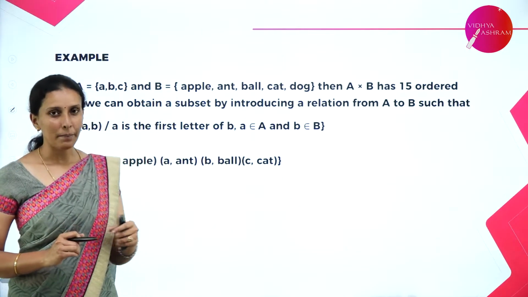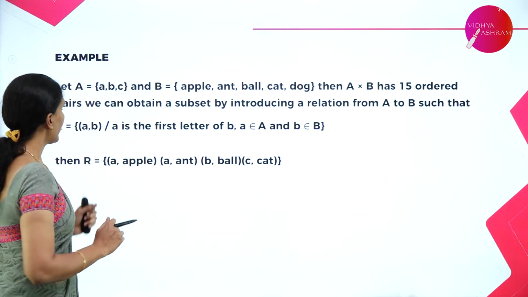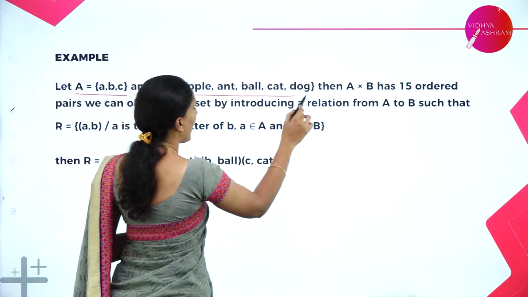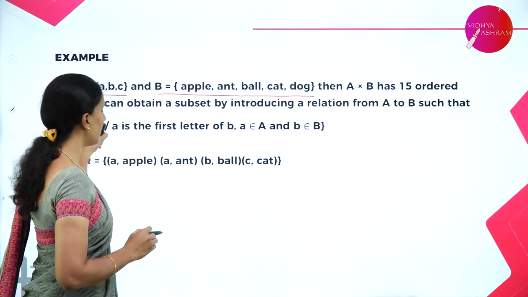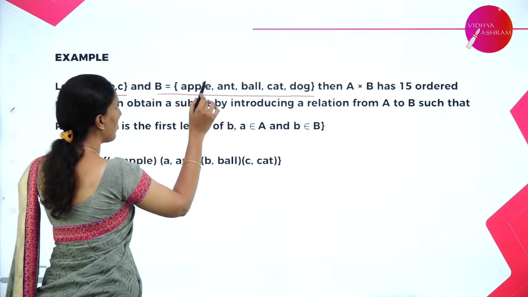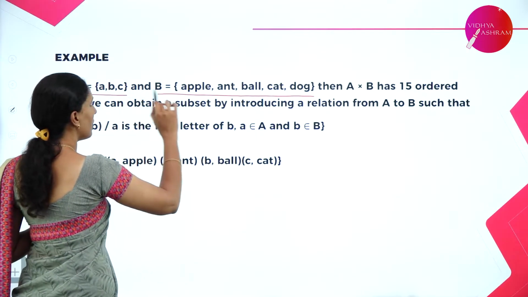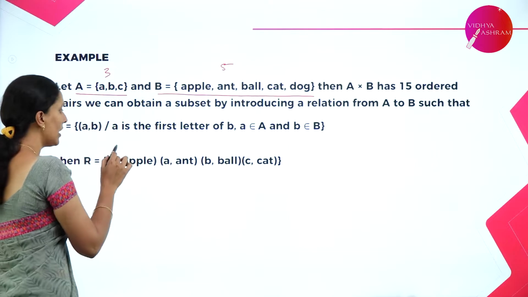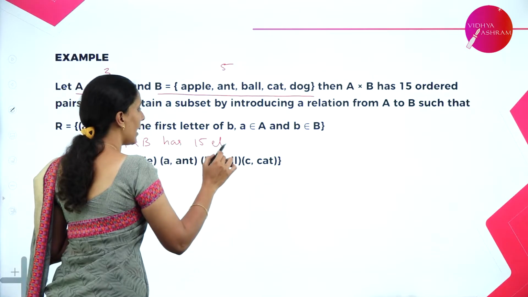Now let us take an example to define a Cartesian product and see why we call R a subset of Cartesian product. Here I have taken an example. Let A = {a, b, c} and B = {apple, ant, ball, cat, dog}. Then A cross B has 15 ordered pairs. Why 15? Because we need to pair a with all of apple, ant, ball, cat, dog, next b with all these 5 elements, and c with all these 5 elements. Here we have 3 elements and here we have 5 elements, so A cross B has 15 elements.